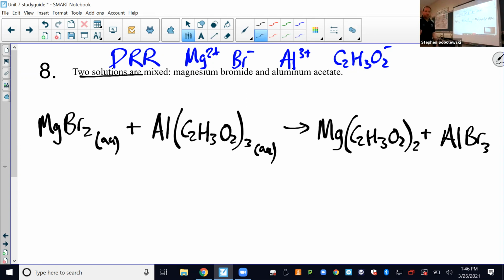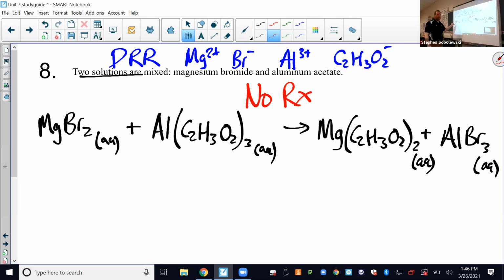Okay. Now for double replacements, we need to know the states at the end here. So the states are going to be, well, magnesium acetate. In fact, I remember that all acetates are always aqueous, so I don't even need to check. Aluminum bromide, also aqueous. So for this one, no reaction. Aqueous means no reaction. And why?